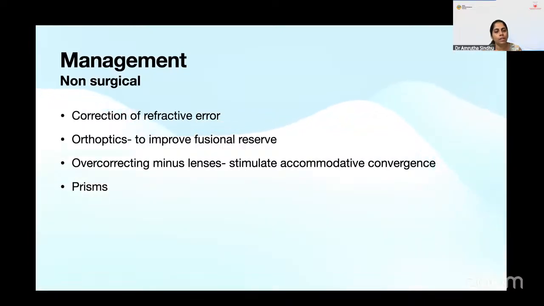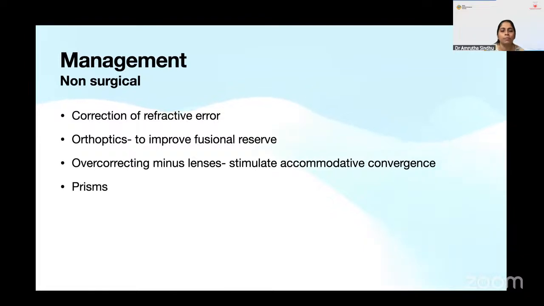If it is a good control or a very small deviation, you can put them on some fusional exercises. Fusional exercises can be any type of cards which we use, like a CAT card or a DOT card, which can be used for improvement of distance fusion. You can use Brock string exercises. These are all the orthoptic exercises.